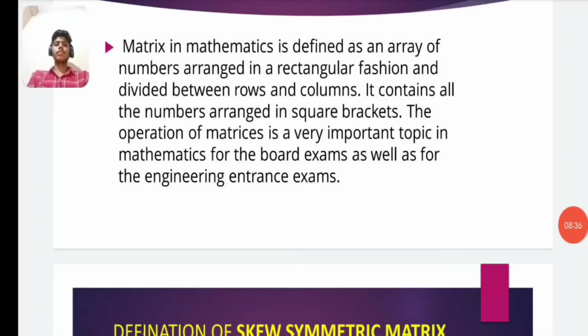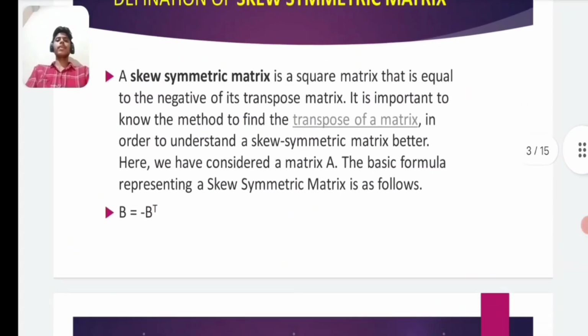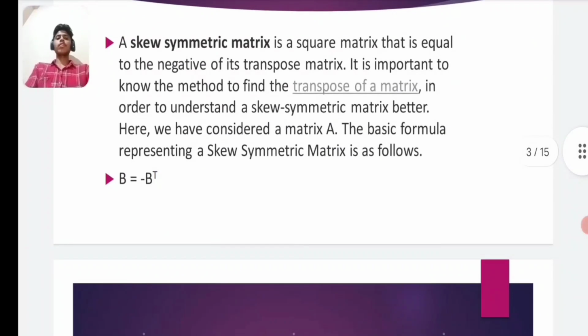So let's recap what we studied in this presentation. First of all, the definition of a matrix. A matrix in mathematics is defined as an array of numbers arranged in a rectangular fashion and divided into rows and columns. It contains all the numbers arranged in square brackets. The operation of matrices is a very important topic in mathematics for the board exams as well as for the engineering entrance exams.